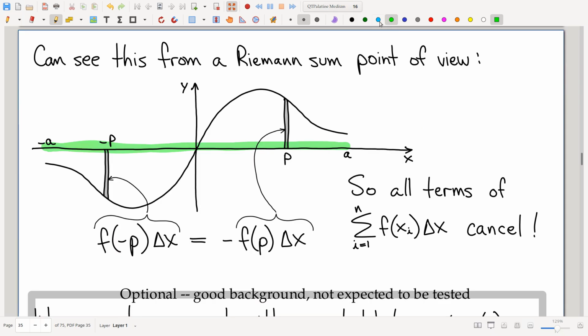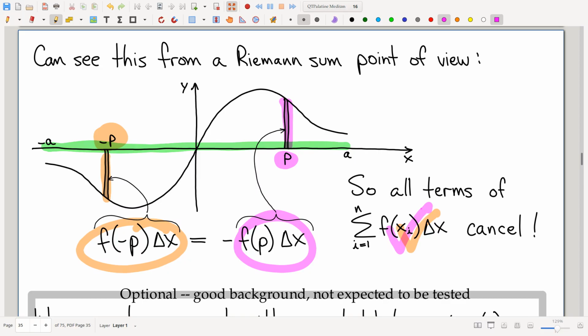And because it's symmetric, any point over here, which of course corresponds to a term in the Riemann sum, there is a corresponding point, its reflection, a corresponding term in the Riemann sum here. Right, because it's symmetric, these little slices kind of pair up.